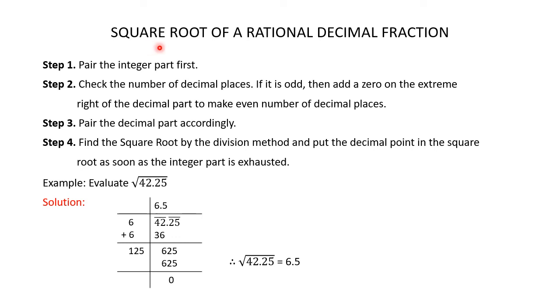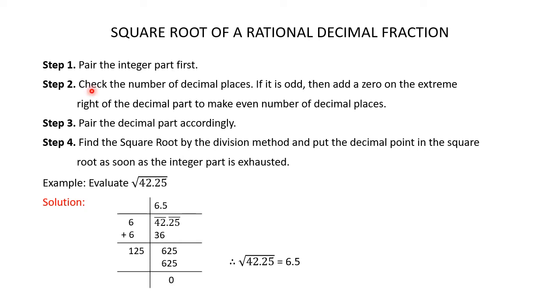Now let's learn how to find the square root of a rational decimal fraction. A decimal fraction is nothing but a decimal number. To find the square root of a rational decimal fraction, you have to follow these steps. A decimal number has two parts, the integer part and the decimal part. So first pair the integer part. Next, you have to start pairing the decimal part.